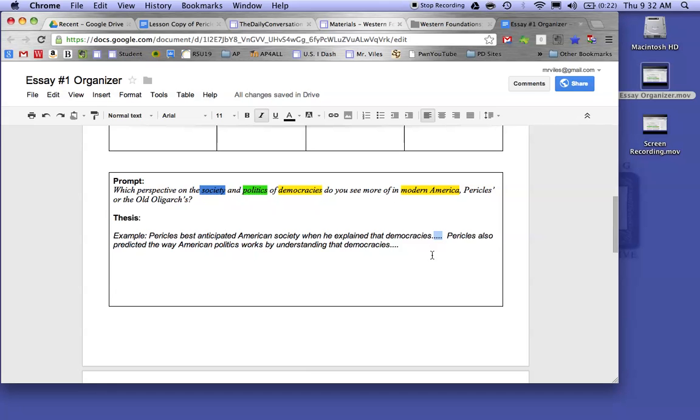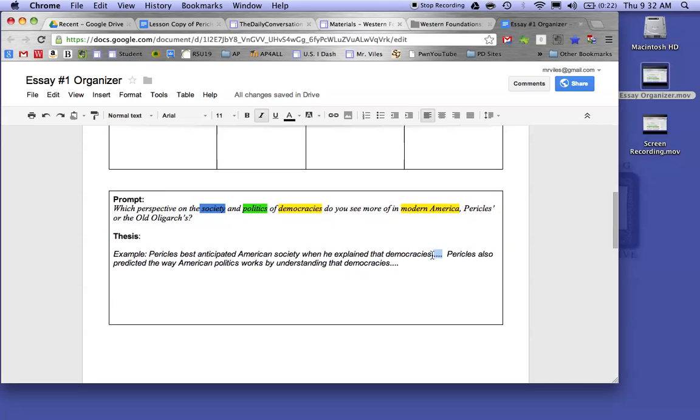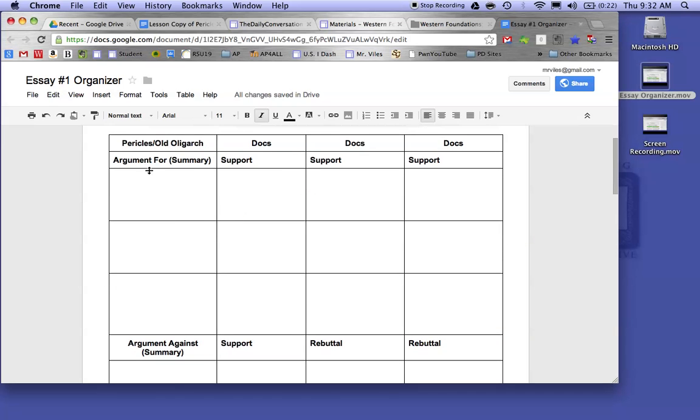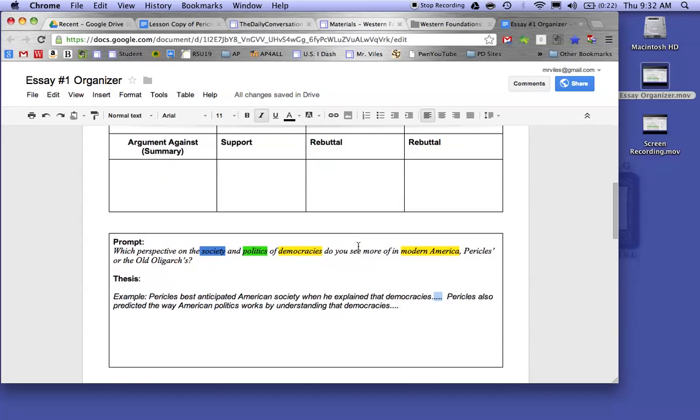But the way you would do it is you would come up here and you'd say, okay, I know what I have. I'm going to look in this organizer. First of all, who did I agree with? Pericles or the old oligarch? You made this decision early on when you started filling in your chart, and that would determine how you start your thesis sentence. So let's imagine that you agreed with the old oligarch, just for variety.